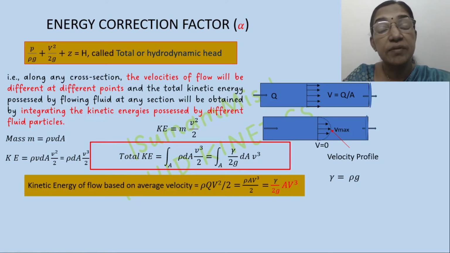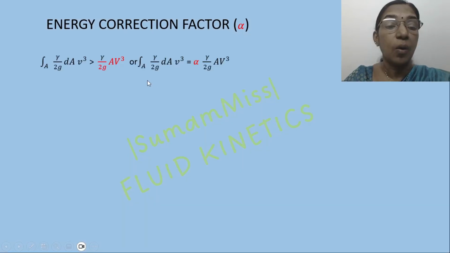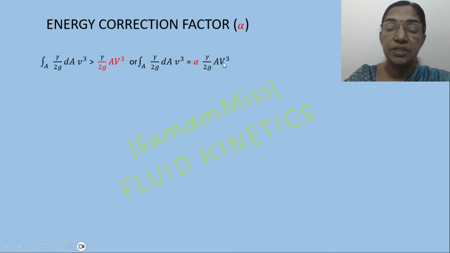So which kinetic energy will be higher? Definitely the kinetic energy calculated by integrating the kinetic energy of the individual fluid particles is higher than the kinetic energy calculated based on the average velocity. We can equate these two kinetic energies using the term alpha: the kinetic energy calculated by integrating over the individual fluid particles is equal to alpha into the kinetic energy calculated based on the average velocity V, or alpha is equal to the integral of dA into V cube divided by A V cube.